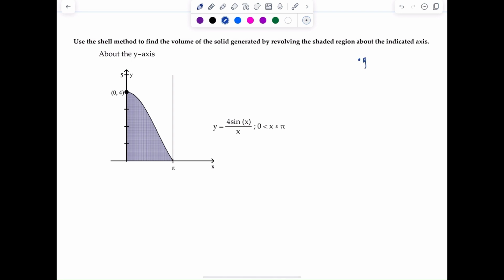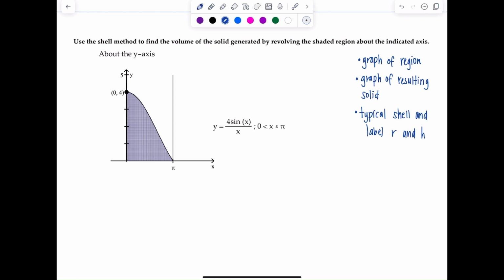So: graph of the region, which they already gave us, so that's nice. Graph of the resulting solid after spinning. And then in the previous lesson, we drew a typical disc or washer. This time we're going to draw a typical shell and label the radius and height. Those go without saying. All right, I'm glad we're in agreement on this.